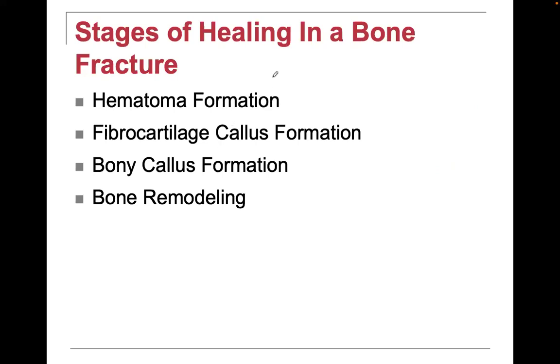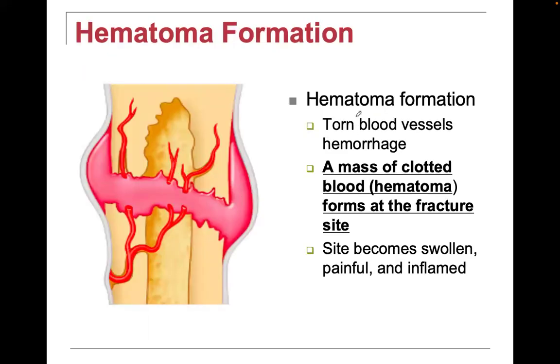So this would be phase one, these would be phase two, and this would be phase three. That's what's happening. In the acute stage, you have a hematoma, which is a pooling of blood. Then in the reparative phase, a fibrocartilaginous callus forms first, then evolves into a bony callus. And then bone remodeling, which is the relationship between the osteoblast and osteoclast.